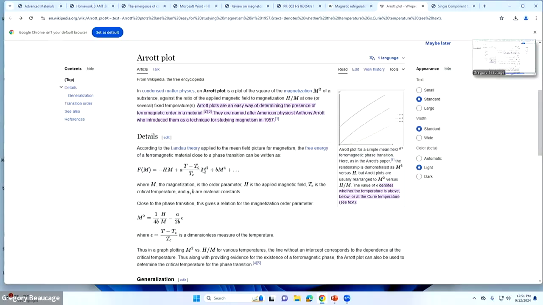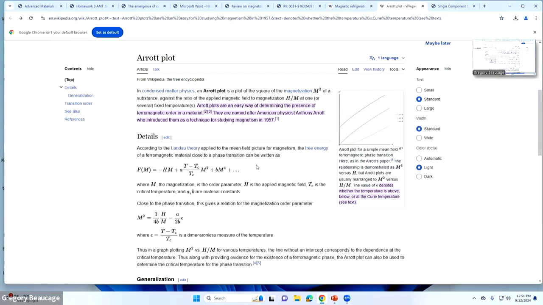And then it's m squared and then m to the 4. So you divide by m, you have H over M as the x-axis and M squared as the y-axis, and then the slope is going to be the b parameter. The b parameter is positive if it's a second order transition and negative if it's a first order.